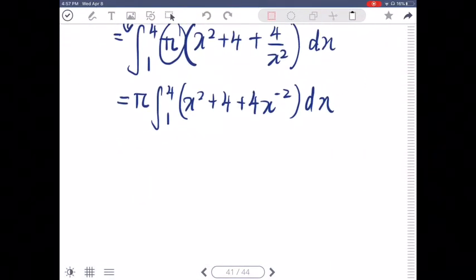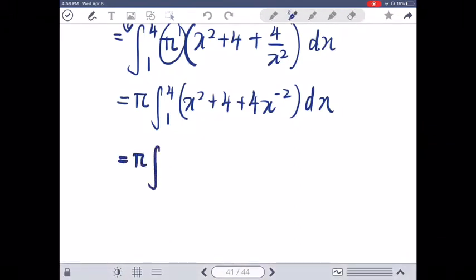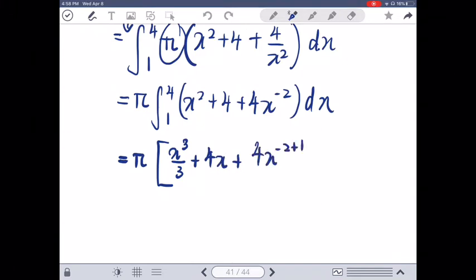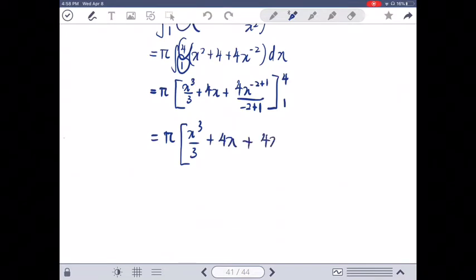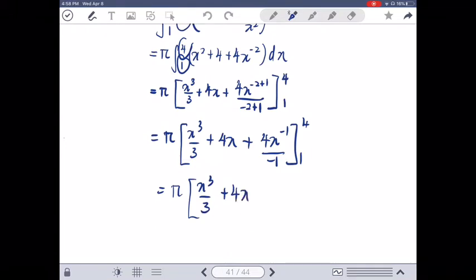So now we'll start the integration process. We will get x to the power of 3 over 3 plus 4x plus 4x to the power of negative 2 plus 1 over negative 2 plus 1. And the boundaries should be 1 until 4. So we should get pi times x to the power of 3 over 3 plus 4x plus 4x to the power of negative 1 over negative 1, boundaries 1 until 4. So pi times x to the power of 3 over 3 plus 4x minus 4 over x, from 1 to 4.